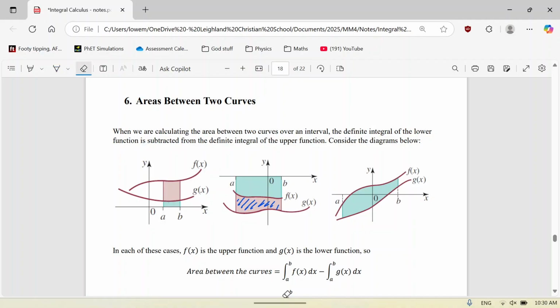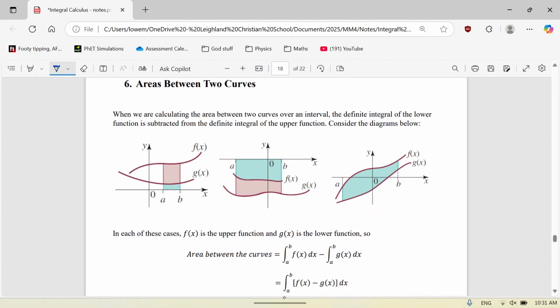Okay, and that will be the case also for this one here. So even though it crosses the x-axis, we're going to go definite integral of f of x minus definite integral of g of x from a through to b. And that's what's shown here. Okay, in each of these cases, f of x is the upper function, the higher function. G of x is the lower function.